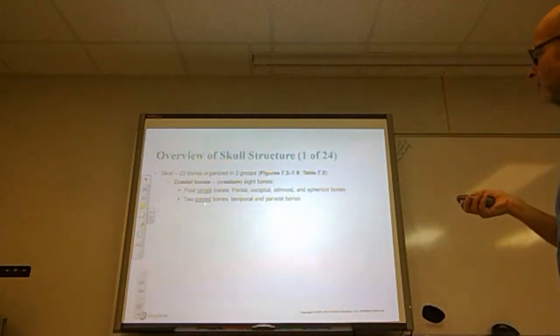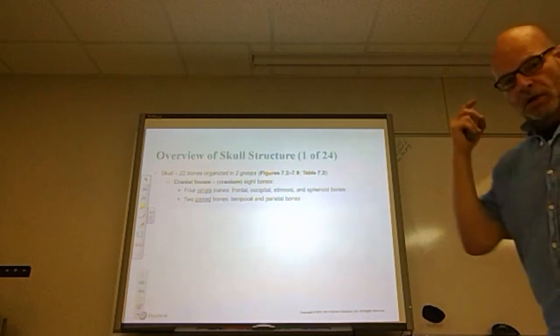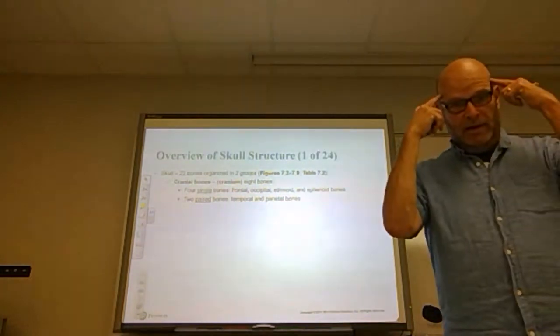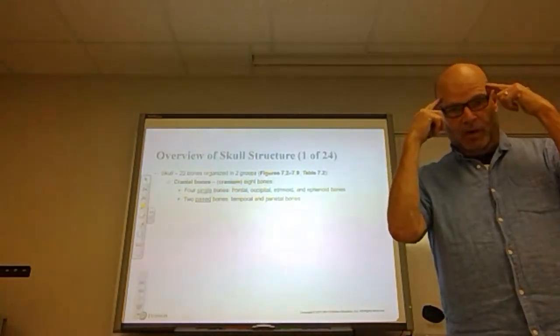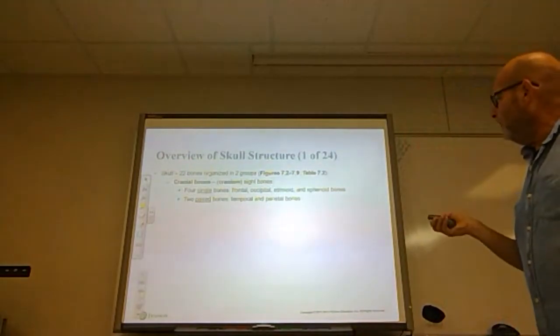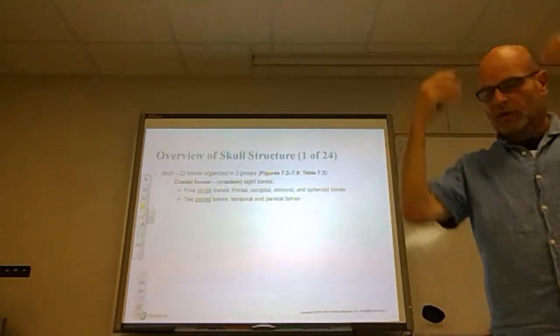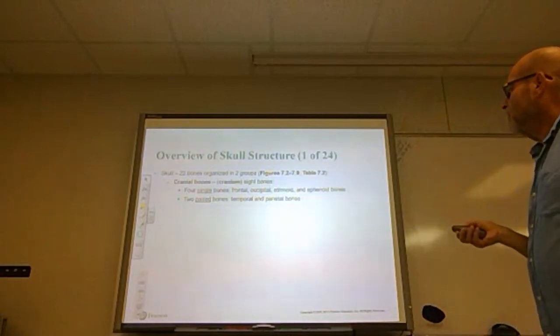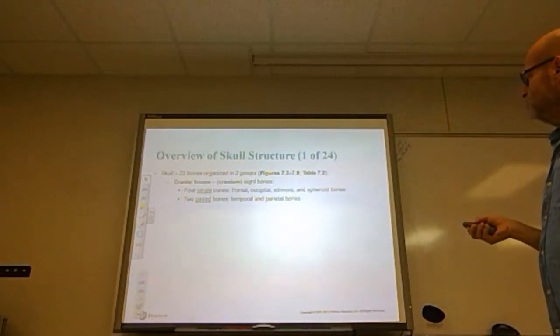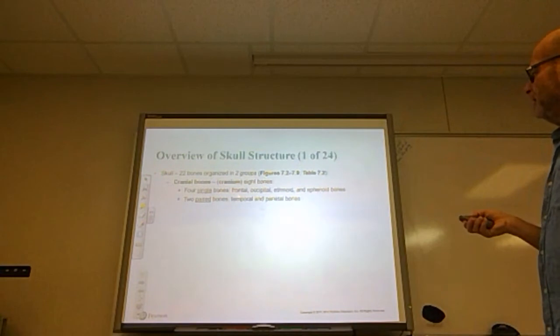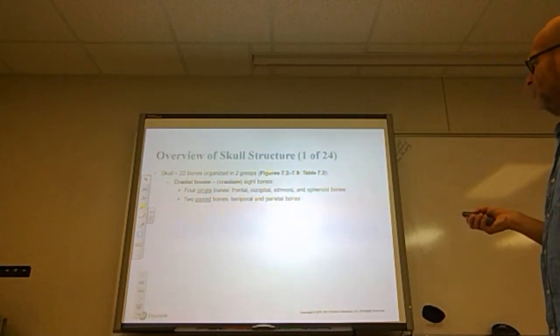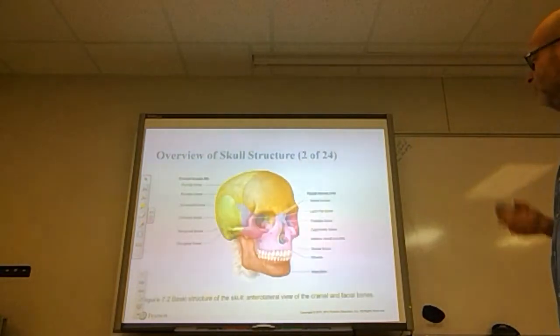There are 2 paired bones. You have the 2 temporal bones, which are right here where your temples are. Anybody who ever suffered from migraine headaches is well aware where the temples are. And the parietal bones, which are the 2 bones on the sides of your cranium. So, 2 temporal bones, 2 parietal bones, and then a single frontal, occipital, ethmoid, and sphenoid bone.